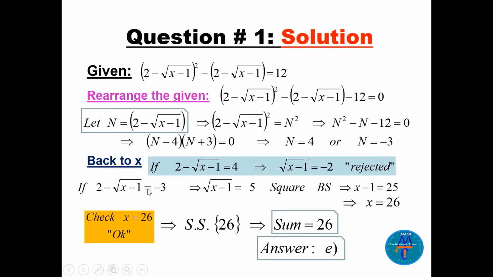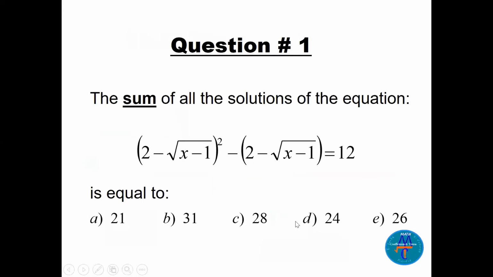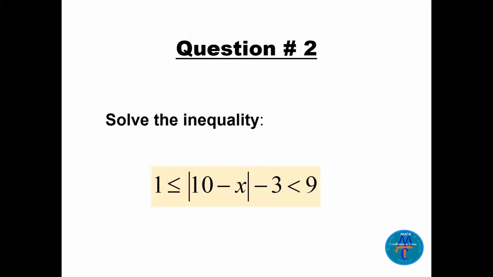Now this one, put 2 minus square root of x minus 1, which is the n here, equal to minus 3. Rearrange it, it will be square root of x minus 1 is equal to 5. Square both sides. X minus 1 is equal to 25, so x will be 26. You have to check also. 26 is okay if you replace it in the equation here. So the solution set is 26, and the sum is 26. The answer is E.